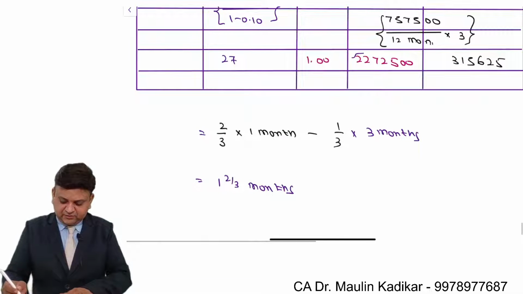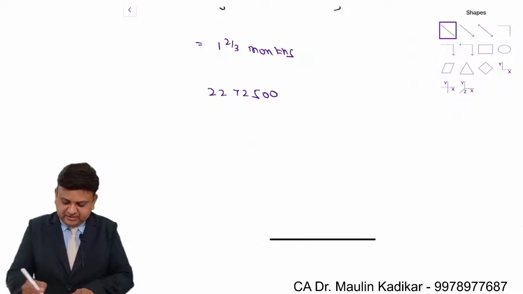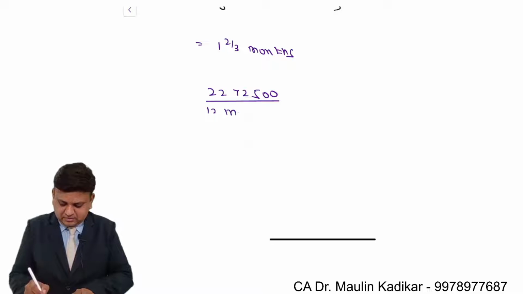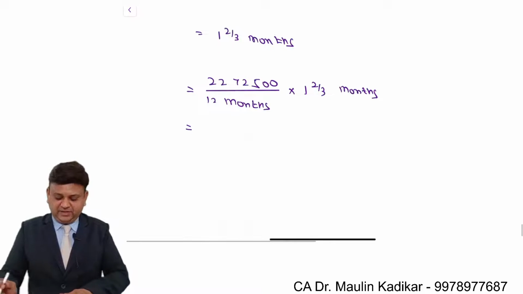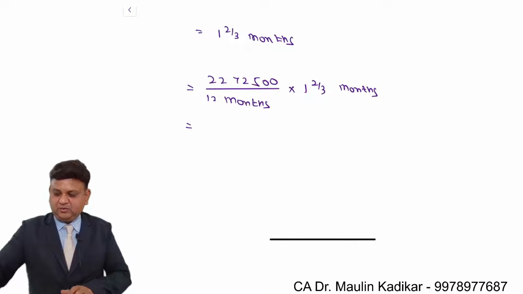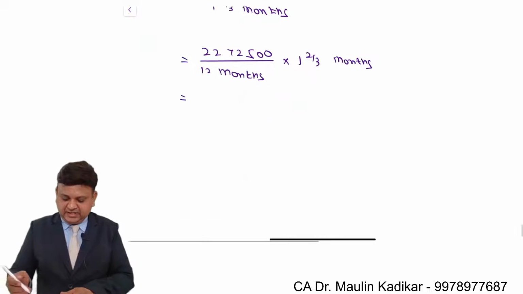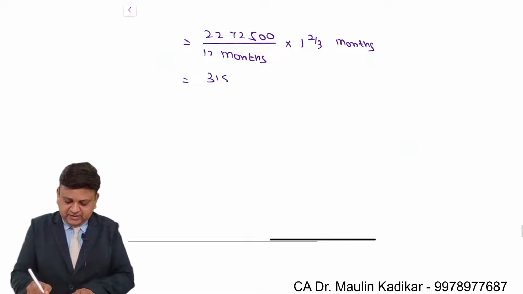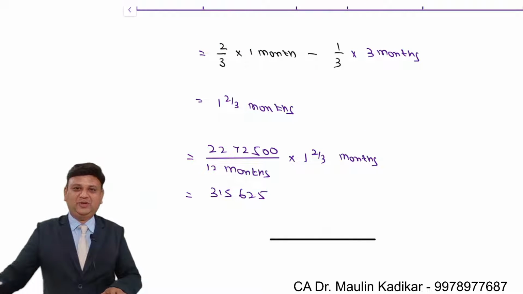After that, listen carefully. 22,72,500 divided by 12 months into 1 2/3 months. That is the way we can compute the value of debtors. 22,72,500 into 1 2/3 divided by 12 comes to exactly 3,15,625. This is also the way you can answer if you want.